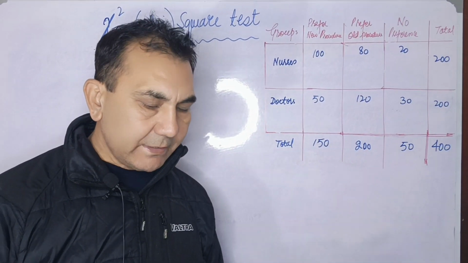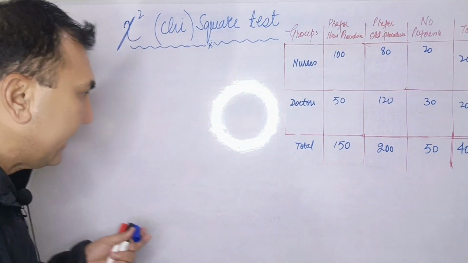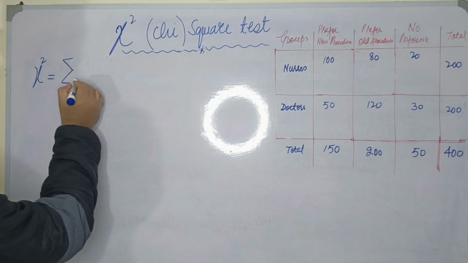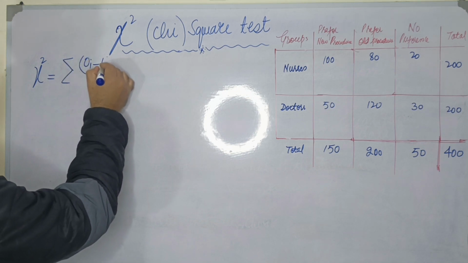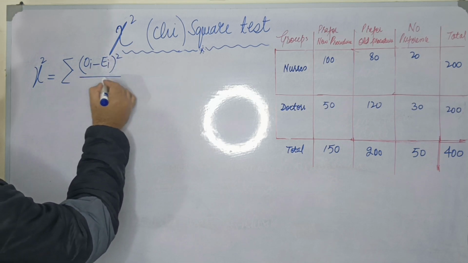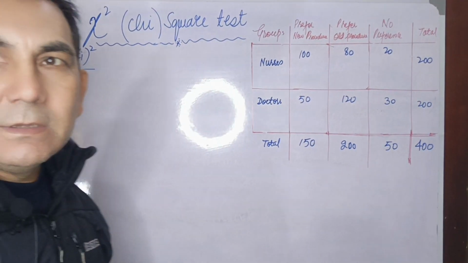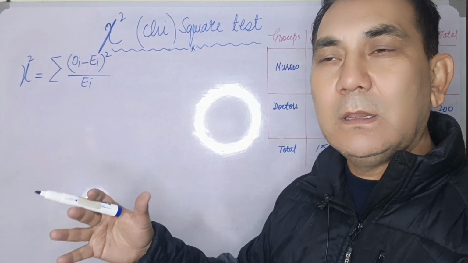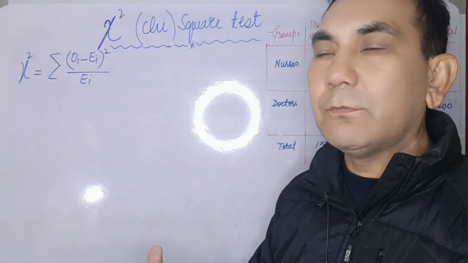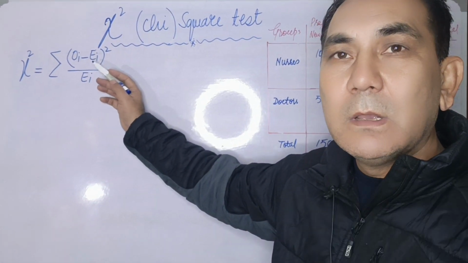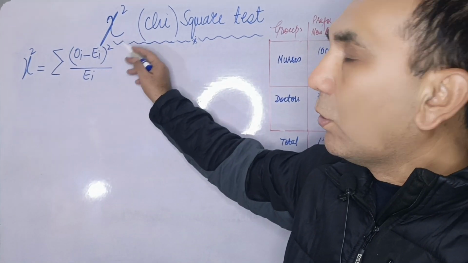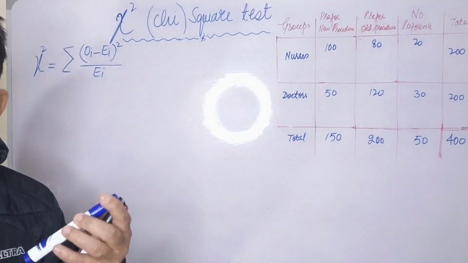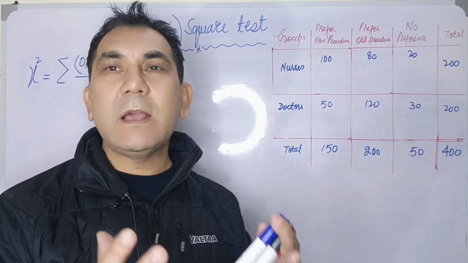Okay, to solve the chi-square test, the formula is chi-square equals the sum of (Oi minus Ei) whole squared, divided by Ei. This is the formula to calculate the chi-square. Oi means the observed value, and then we subtract the expected value, square the difference, and divide by the expected value. Then we sum these up to get the chi-square result.